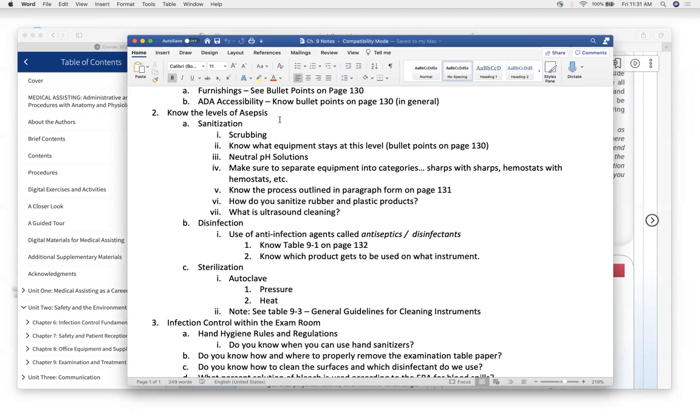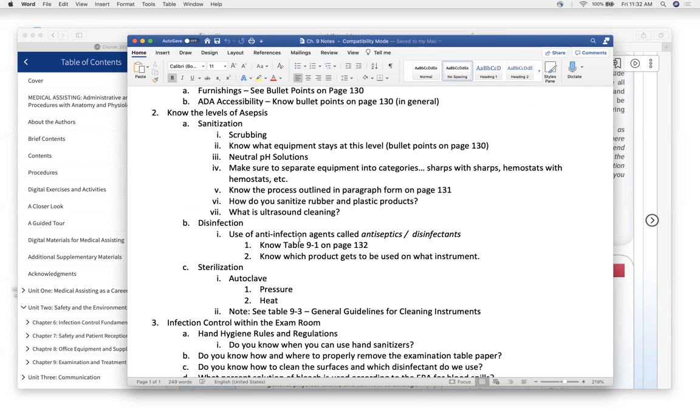So sanitization is the lowest level, so that's scrubbing. We do it with neutral pH solutions like soap and water. Make sure to separate equipment into categories, sharps with non-sharps, hemostats with hemostats. We'll show you that in lab. And in order to get to the sterilization process, we have to start with the sanitization process. Then after the sanitization process, there's certain things that we only sanitize, like your stethoscope. I do not put it in a disinfectant, nor do I sterilize your stethoscope. You'll ruin it, right? But I scrub it down and I use a neutral pH solution like 70% isopropyl alcohol. End of list, I move on with my day. Same thing with my PPE, my goggles. I do not disinfect it. I do not get into the sterilization mode.